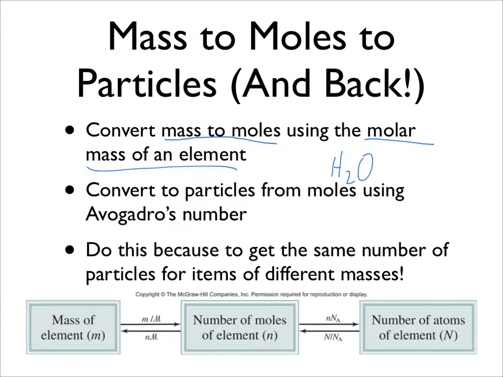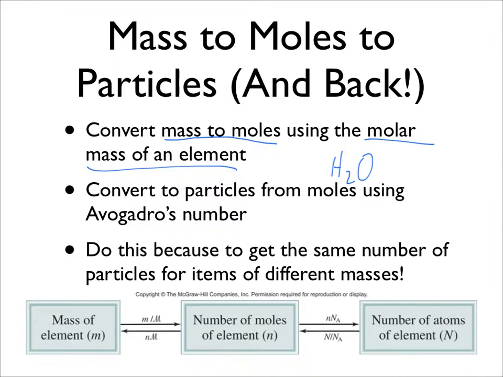So the little flowchart down here: if we have the mass of the element, to find the number of moles, we divide by the molar mass. That's what that scripty M is. If we want to go from the number of moles, n, to the mass, then we multiply by molar mass. So n times M. If you're going that way, it's n times M. If you're going this way, it's m divided by scripty M.